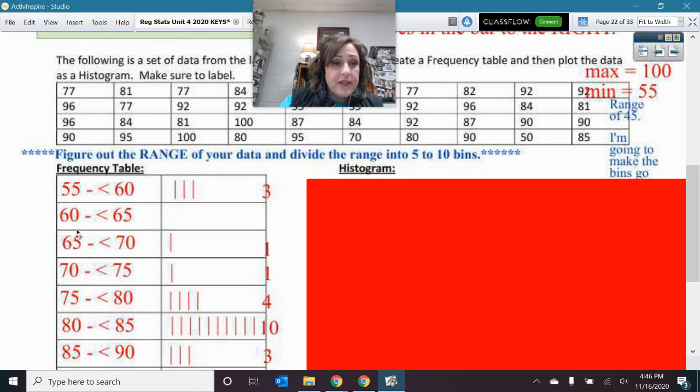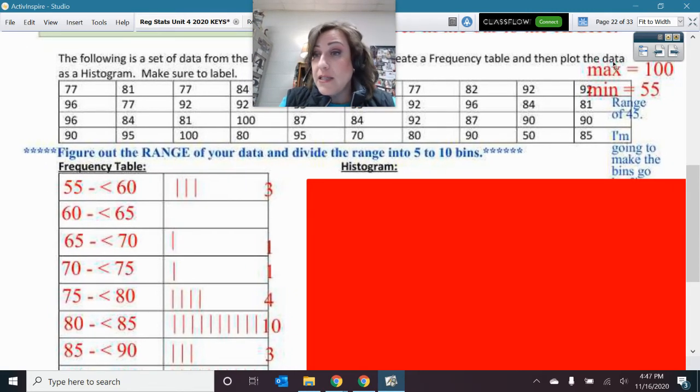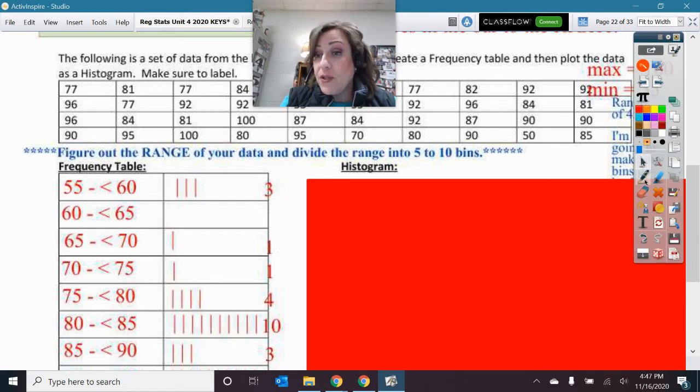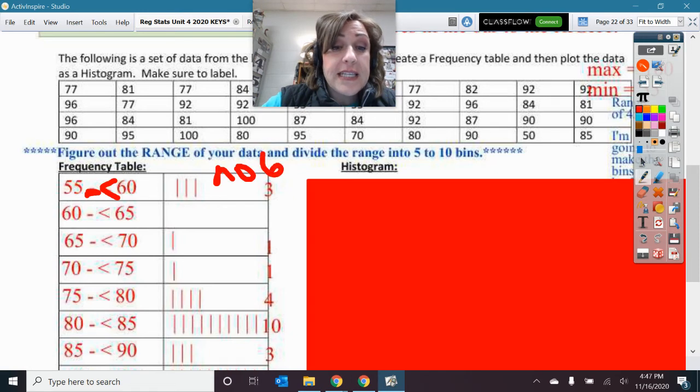60 to 65, 65 to 70, and so on. Okay, so start writing that in, but then we have to look at a detail. Here we go. This first bar is going to go from 55 up to, but less than, 60. Up to, but less than 60. This means there are no 60s in this bar.